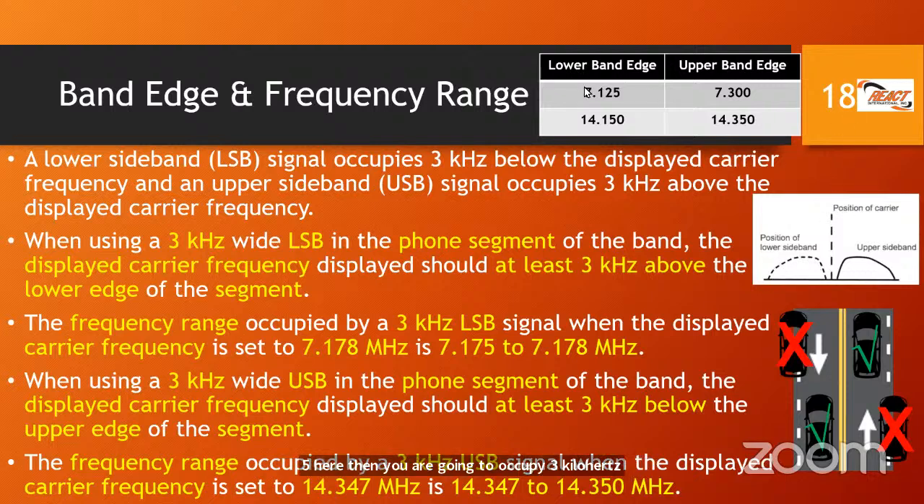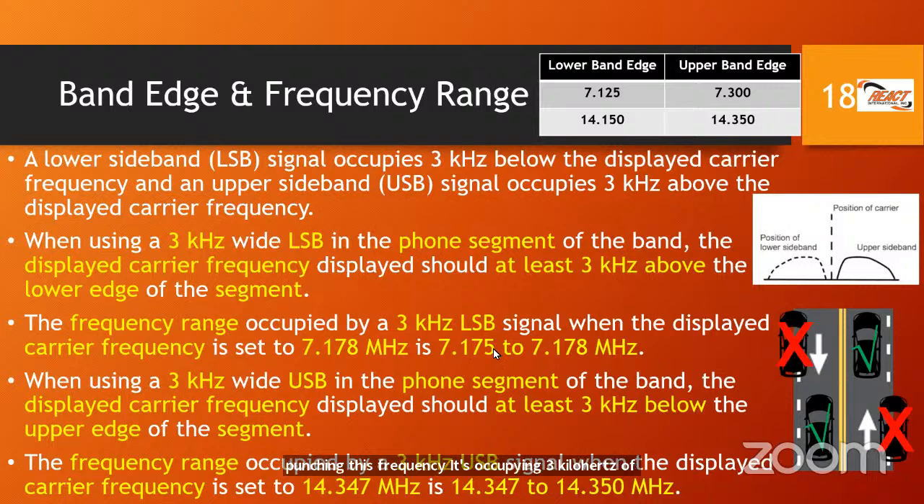So band edge, you need to be aware where the band edge is. And if you want to transmit in the lower section of this band, you need to select 3 kilohertz above, right? And we'll actually give you the frequency here. If you want to use lower sideband on this band edge, you will actually have to set it to 7.178, right? So for a 3 kilohertz lower sideband signal, when the displayed carrier frequency is 7.178, it occupies 7.175 to 7.178. So what you need to be aware of, if you're punching in this frequency, is that it's occupying 3 kilohertz of bandwidth.